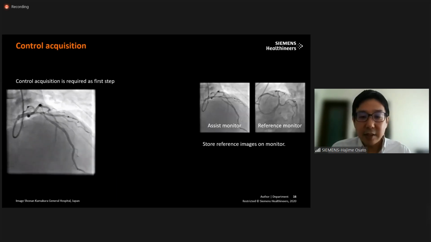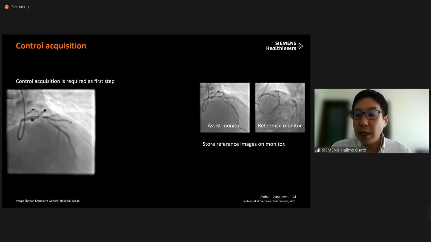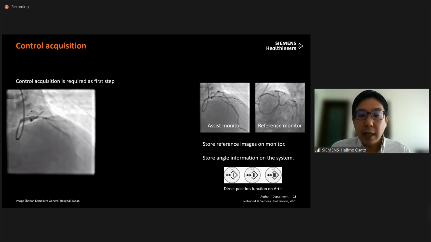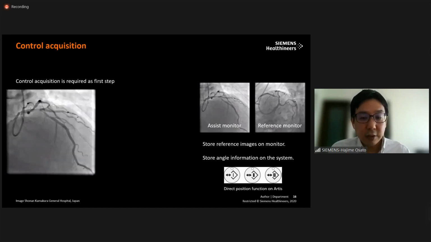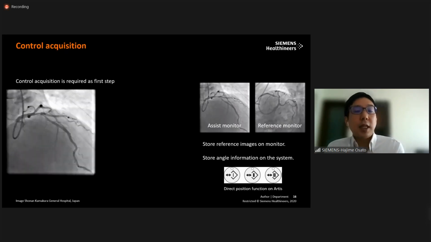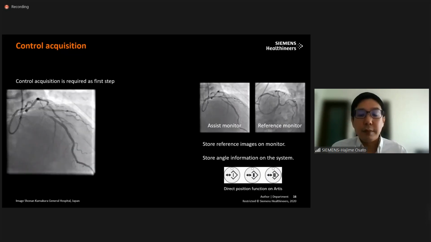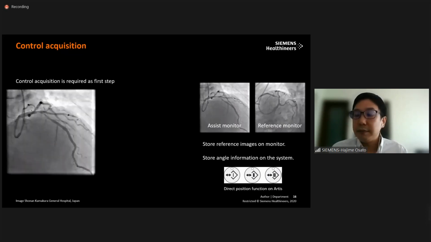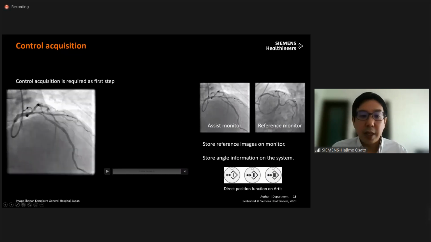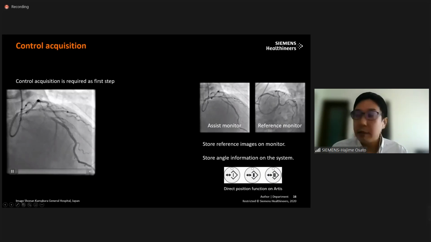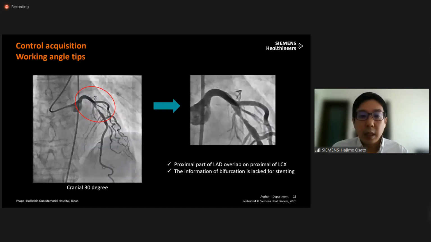And after that, we need to create a reference image. So the doctor confirms the image during the procedure, and we store the angle information on the system. Siemens has a direct position function to store the system position. All right. I will come back to this image later.